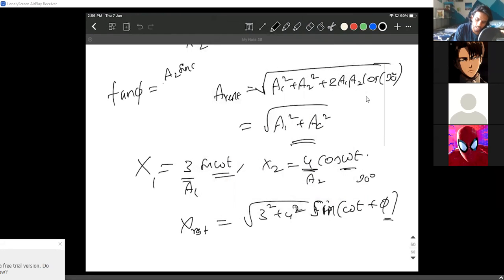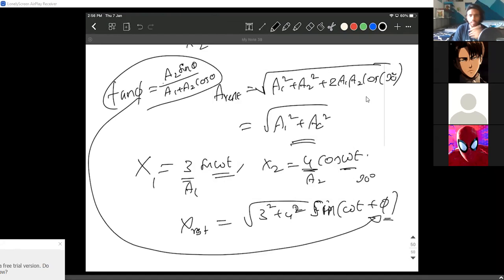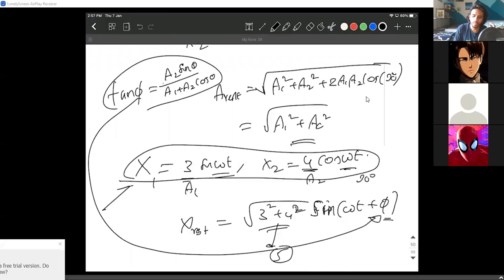A2 sine theta by A1 plus A2 cos theta. You find the phi angle, you put it there. If they ask you this value, if they don't directly give the amplitude, answer as phi. This is how you write the combination of SHM.